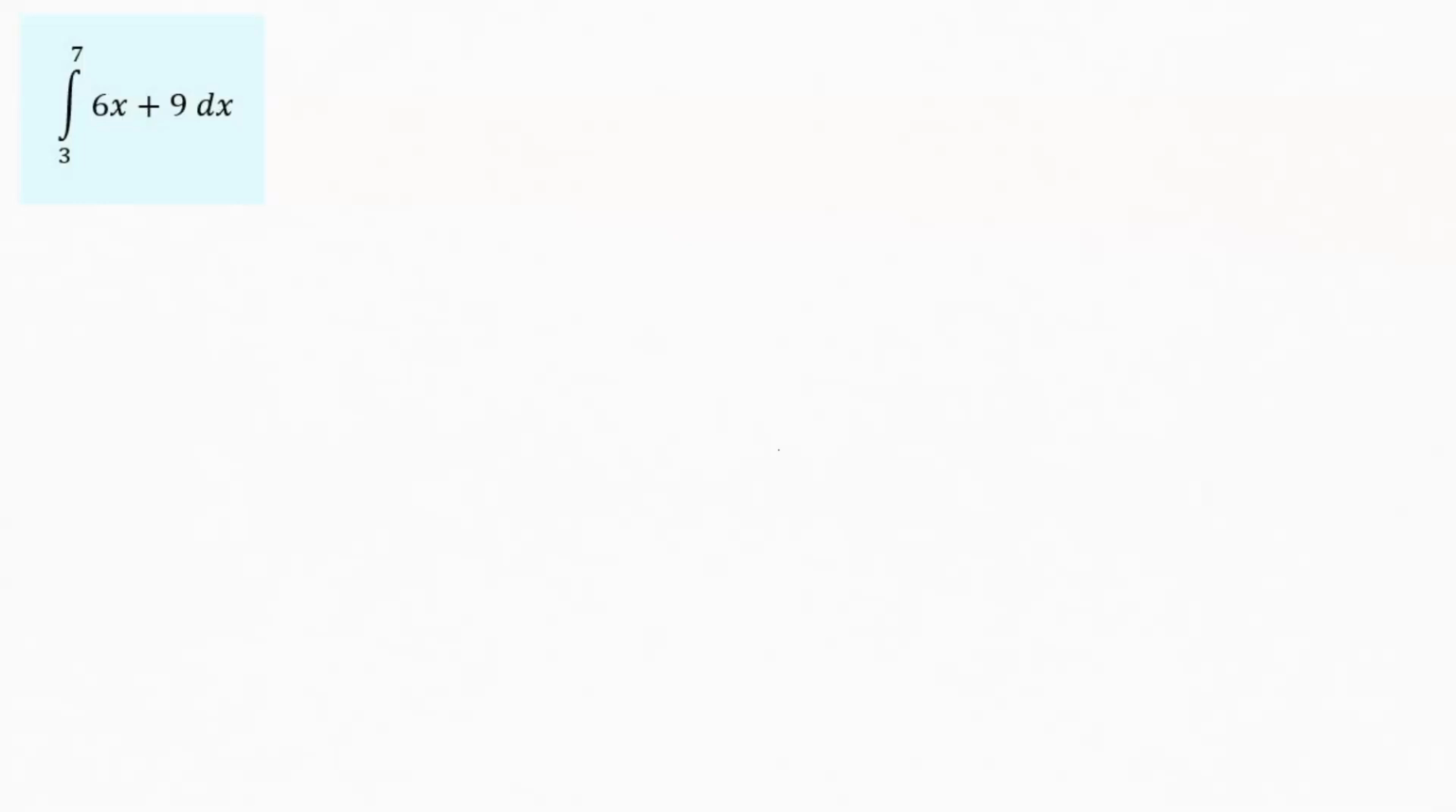In this example, we're being asked to find a definite integral. You'll know it's a definite integral because your integral symbol will have bounds. So we've got numbers here, a lower bound of 3 and an upper bound of 7. So this is saying find the antiderivative, the integral from 3 to 7 of 6x plus 9 dx.